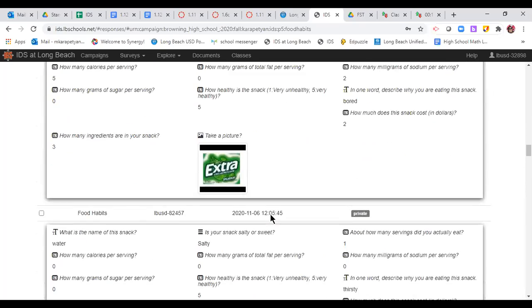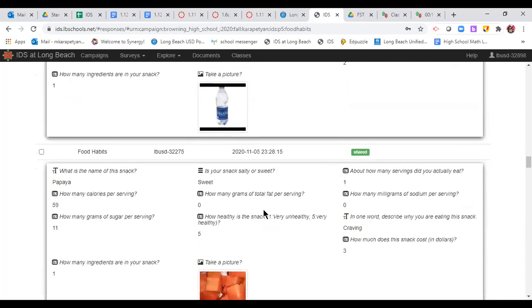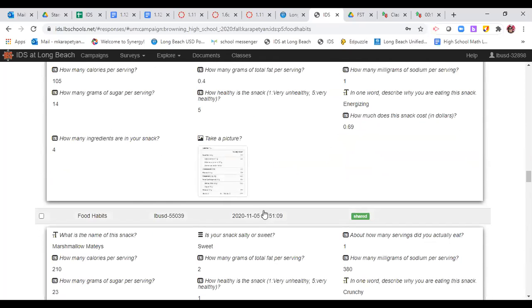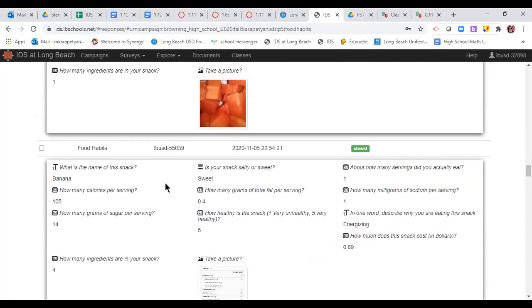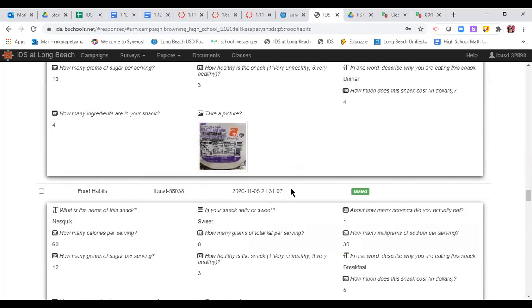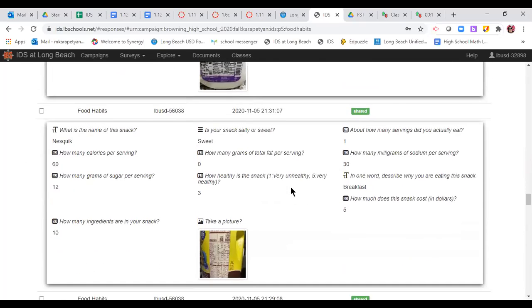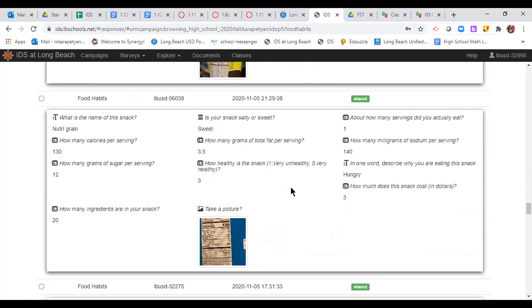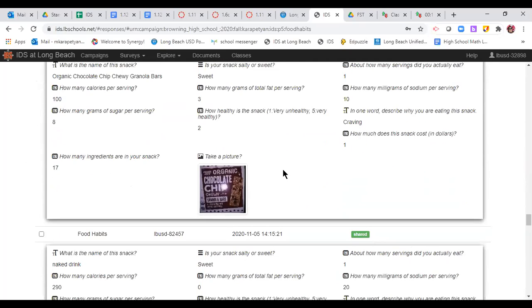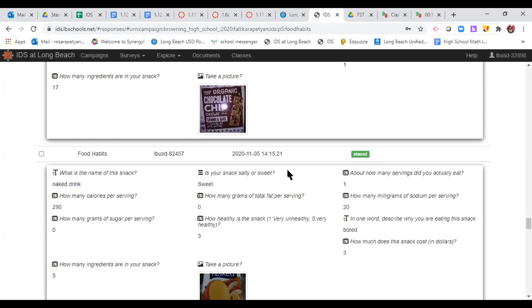Ooh, look at y'all staying all healthy and stuff. Someone chewed some gum. Another water. What is this? Papaya. Yummy, yummy. Okay. Banana and so on, right? Marshmallow Matties. I've never had those. Those sound bomb. I don't know who that is, but those sound bomb. And then milk. Good. Milk's always good. Nesquik. Dang, I haven't had Nesquik in a minute. Organic chocolate chip chewy granola bars. Yes, Trader Joe's for the win.